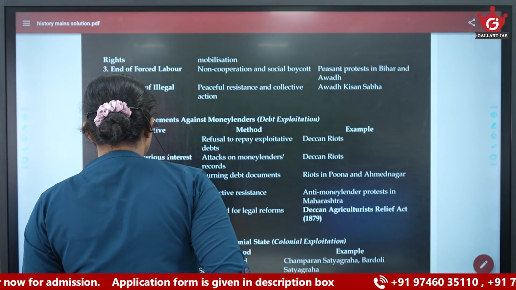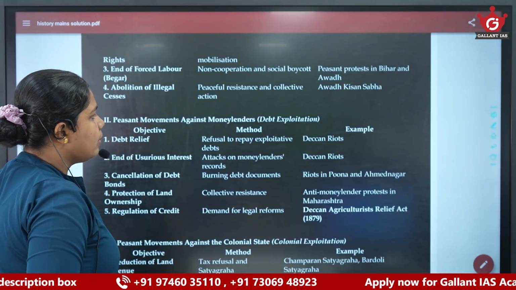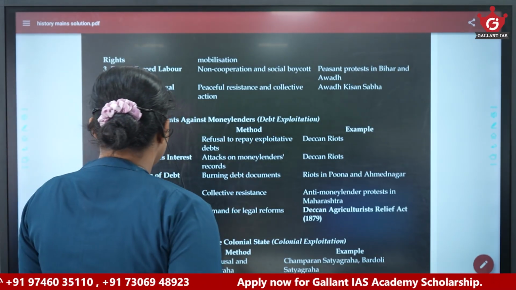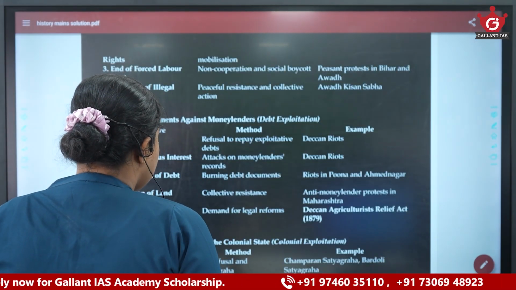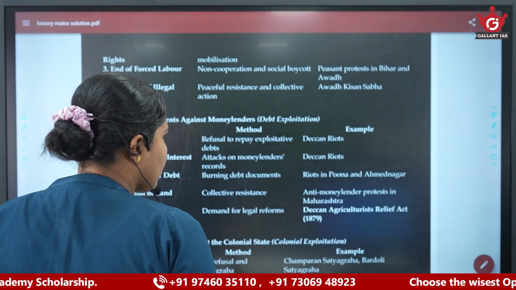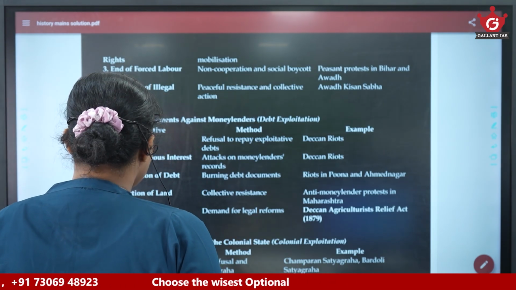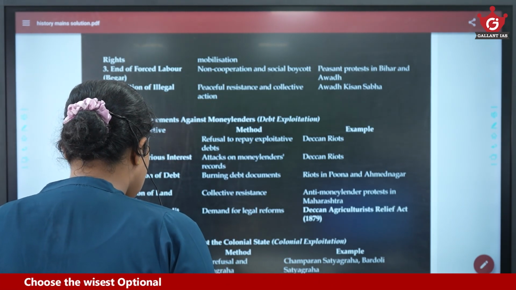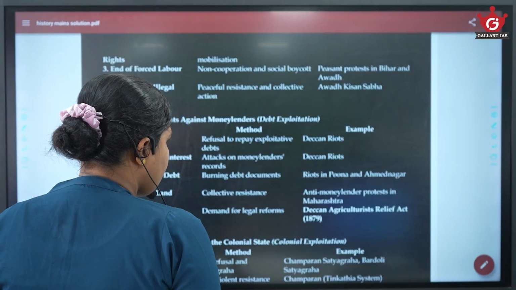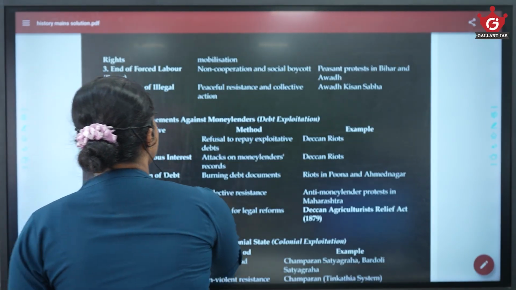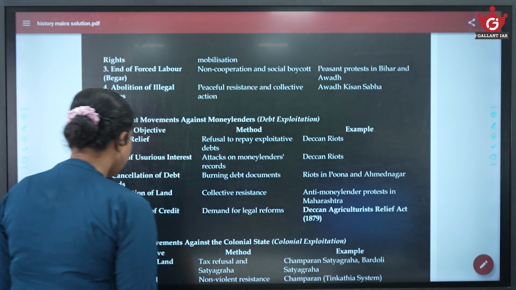Next is how it was with moneylenders. Okay, they tried to get debt relief. You can mention the Deccan riots. Then they tried to attack the moneylenders' records. Again, you can mention the Deccan riots. Then cancellation of debt bonds. Okay, they burned them. You can see it in riots in Pune and Ahmednagar. Then it was collective resistance they had against moneylenders. You can mention the protests in Maharashtra. And they demanded legal reforms. You can mention the Deccan Agriculturists Relief Act.